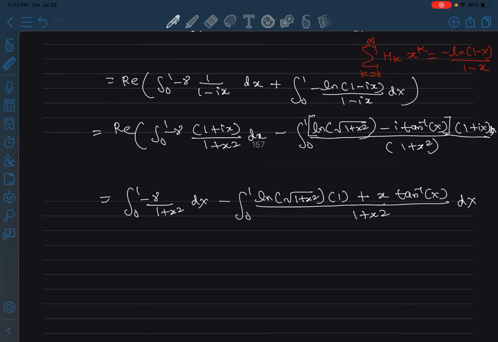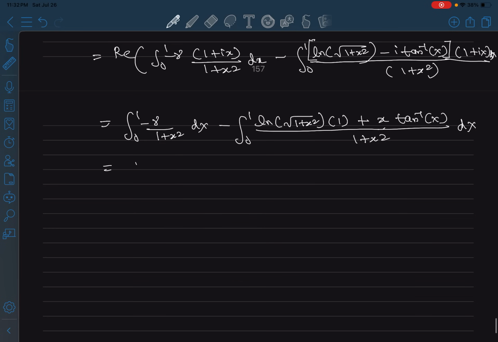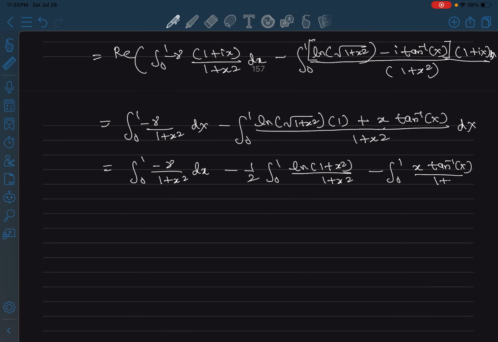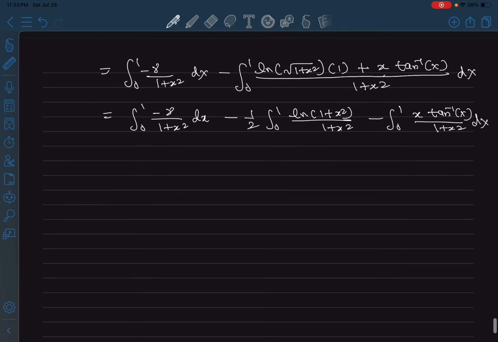Before I proceed ahead, let me just check the signs I have right now are correct or not. Mm, yeah, I think it's correct. Okay, that's good. So let's proceed ahead. So integral from 0 to 1 minus gamma by 1 plus x square dx. Now this becomes minus half integral from 0 to 1 ln of 1 plus x square by 1 plus x square and minus integral from 0 to 1 x tan inverse x by 1 plus x square dx. Now I can actually get the second integral from the first integral while I use integration by parts. So let me show you how.